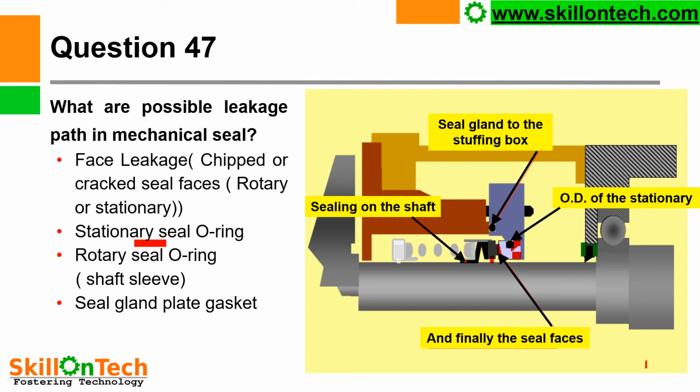Rotary seal O-ring. So this is a rotary part and here one seal O-ring is provided between the rotary unit and shaft. So if that is damaged, then leakage can also come along with shaft. Seal gland plate gasket. If this seal gland plate gasket, this O-ring provided here, if this will leak or damage, then leak may occur through here also. So these are the possible leakage paths in the mechanical seal.